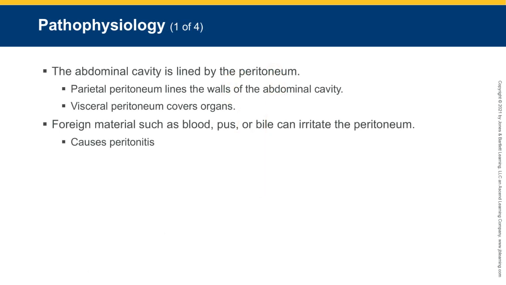The abdominal cavity is lined by the peritoneum, which consists of 2 layers: the parietal peritoneum lining the abdominal walls and the visceral peritoneum covering the organs. When foreign material such as blood, pus, or bile enters the peritoneal space, it can cause peritonitis, a serious and potentially life-threatening condition.